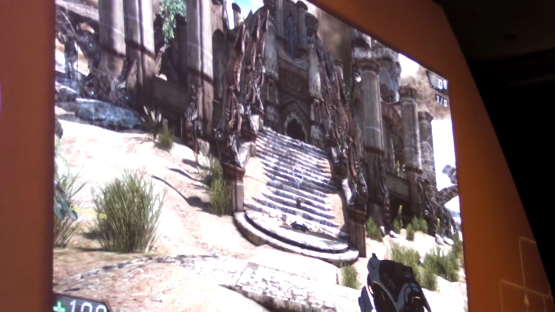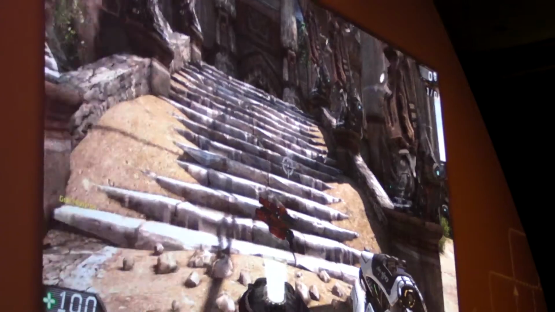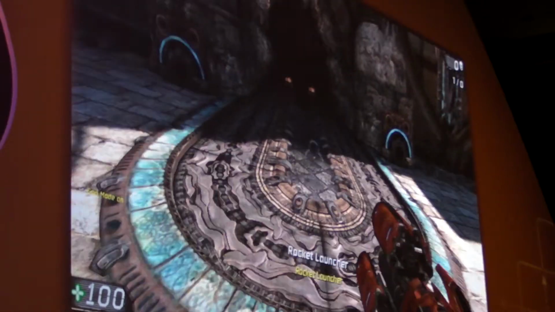For my age, I have mad skills. Here we go. This is the Unreal Engine 3. This is Unreal Tournament, the Sanctuary level. There's some bots down here. There they are.